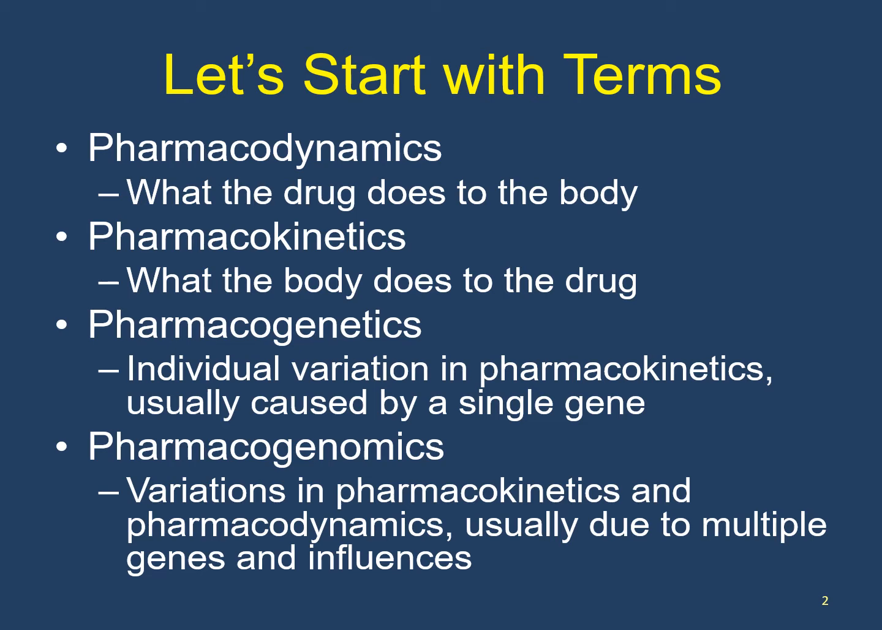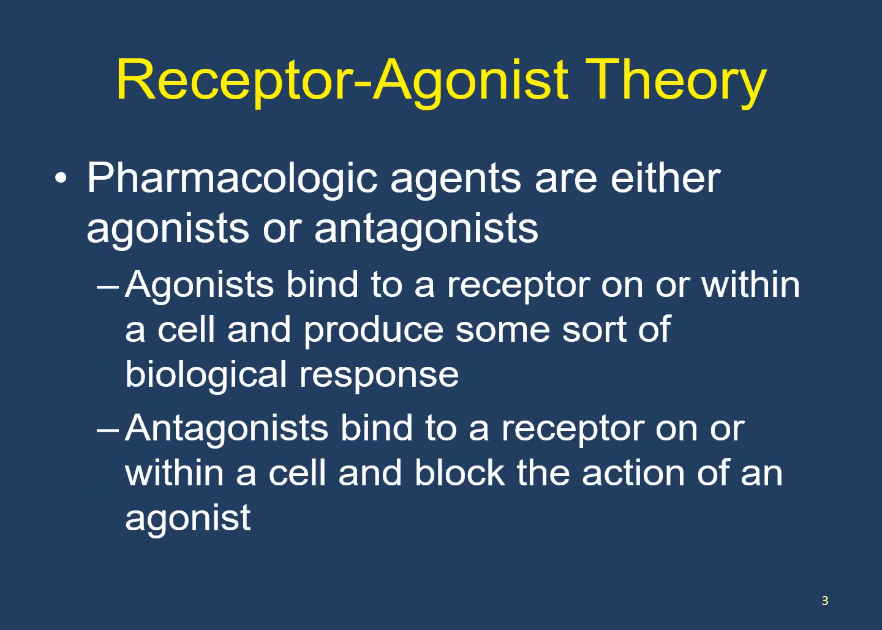Because pharmacogenetics is often influenced by other non-genetic factors like environment, lifestyle, stressors, physiologic stressors, emotional stressors. All of these can influence how a gene trait is expressed, and that's what pharmacogenomics is. So just a couple of terms for you to get used to there.